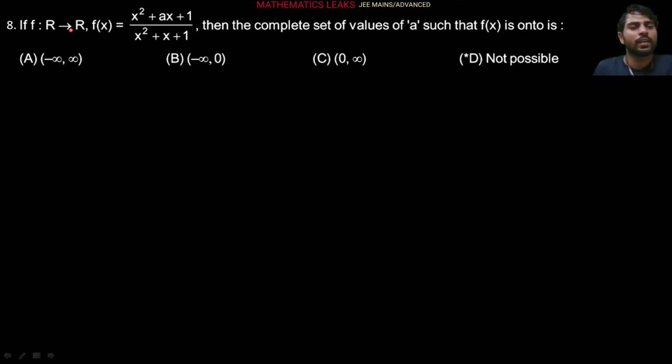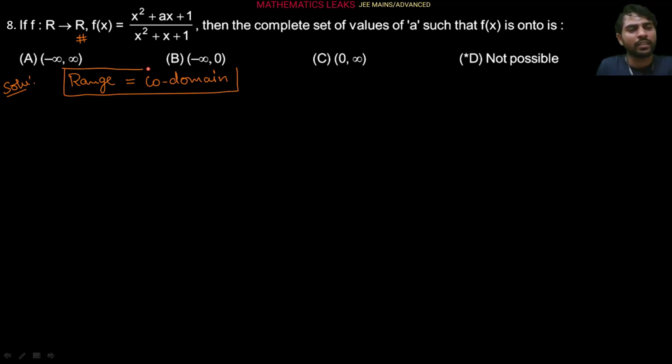Next question: f from R to R is given as f(x) equals (x square plus ax plus 1) upon (x square plus x plus 1). Then the complete set of values of a such that f(x) is onto is. So a function is onto means range equals codomain, right? And the codomain is given here, all real numbers, as you can see. So let's find out its range.